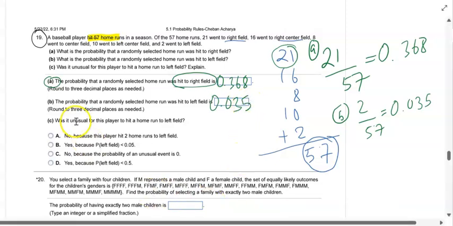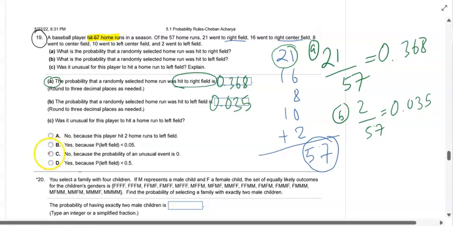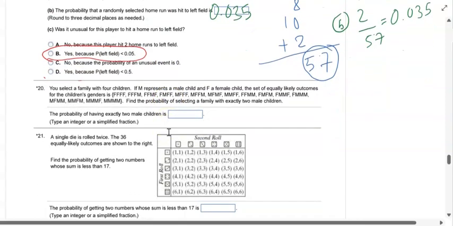Okay, and for C, was it unusual for the players to hit the home run to the left field? The answer is yes, because this probability is less than 0.05. Therefore, you choose the answer yes. Don't get tricked by part D, which says 0.5. That's not correct. For it to be unusual, the probability must be less than 0.05.